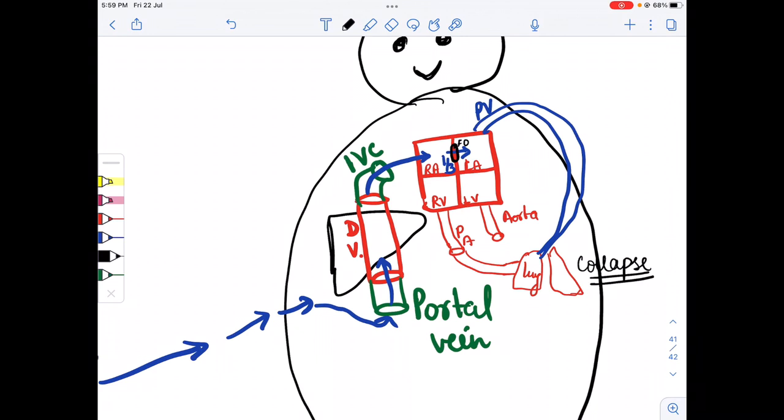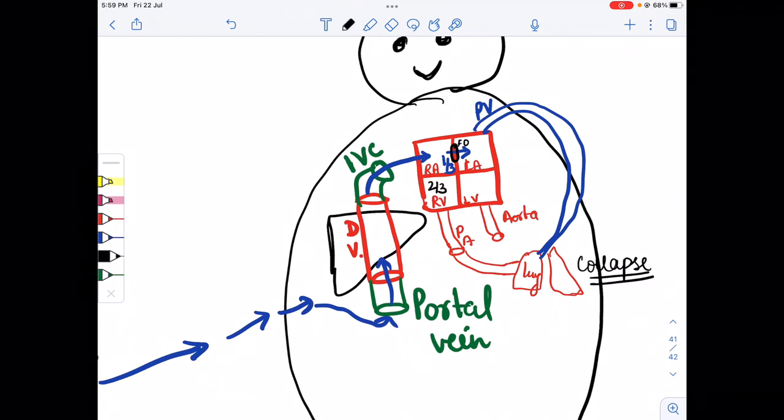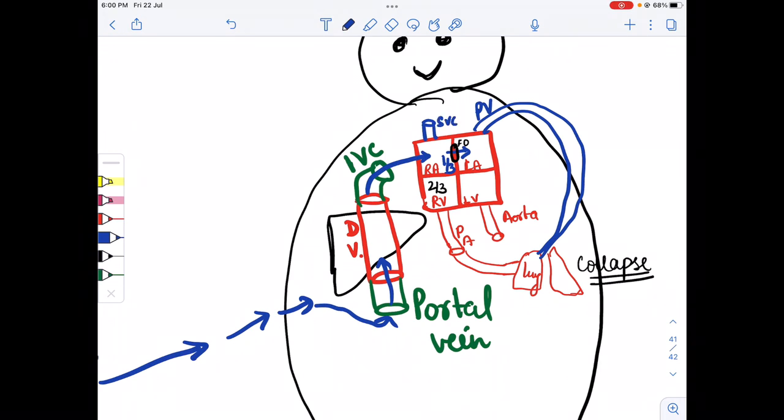So one third of the blood goes directly from the right atrium to the left atrium, and the remaining two thirds goes to the right ventricle. In the right atrium the blood also comes by the superior vena cava. From the superior vena cava the blood also goes to the right atrium. Till this we have no problem.